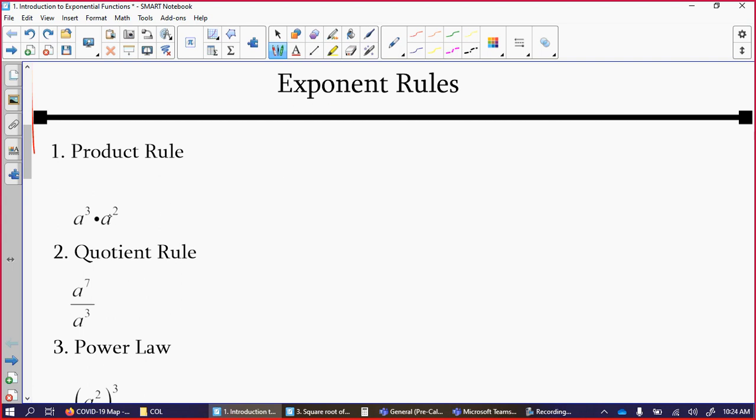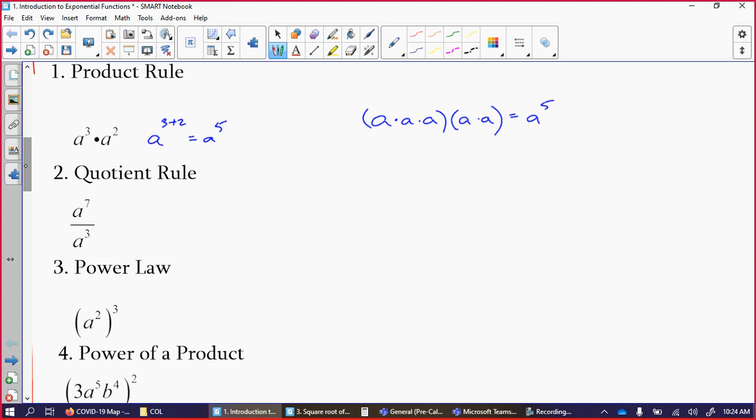The product rule: a to the third times a squared is a to the 3 plus 2, is a to the fifth. We can look at it. A cubed is a times a times a. A squared is a times a. Well, 3 of them times 2 of them, so how many a's do we have? A to the fifth. Instead of writing all of that out, we know that we can just add those exponents.